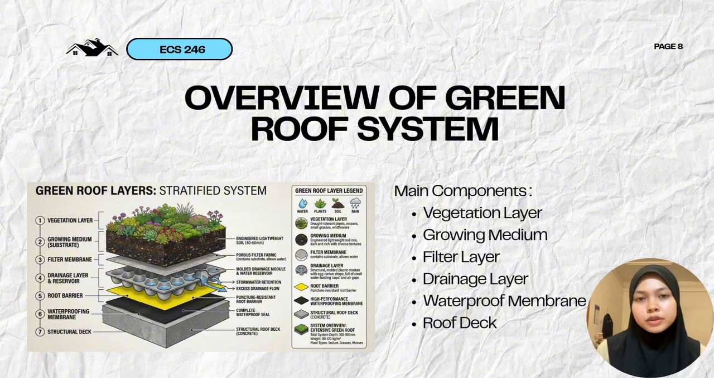This diagram shows the main components of a green roof system. It consists of vegetation, growing medium, filter layer, drainage layer, waterproof membrane, and roof deck. These layers work together to reduce heat transfer, improve thermal insulation, retain rainwater, and protect the building structure.